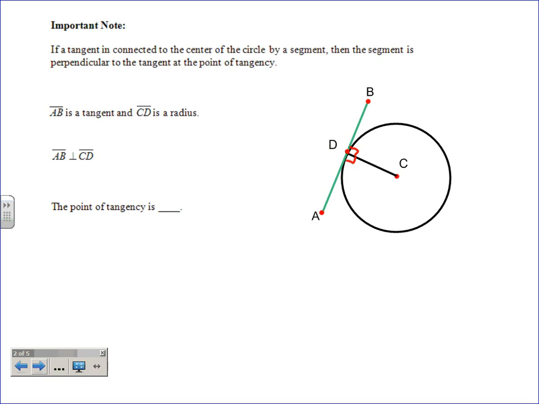We talked about that. So AB is, remember that symbol right there is perpendicular to CD. Oh, that's in the picture. The point of tangency is D. Well, any questions on that? That was pretty straightforward, huh? I think we can do that.